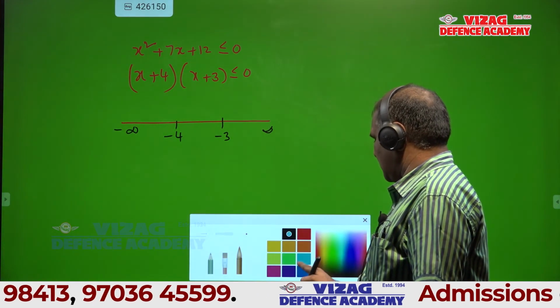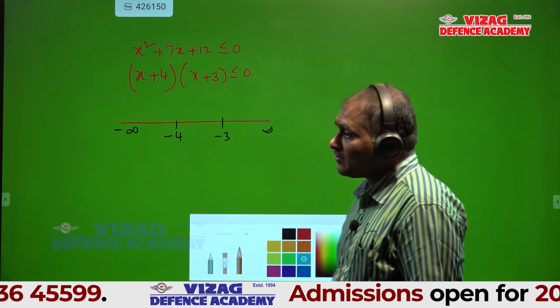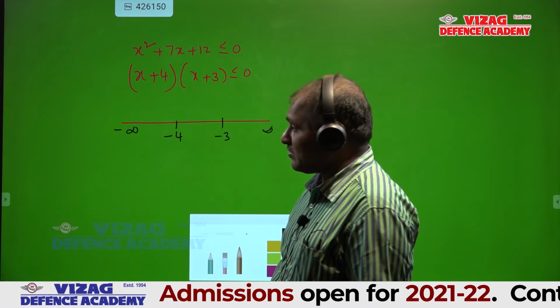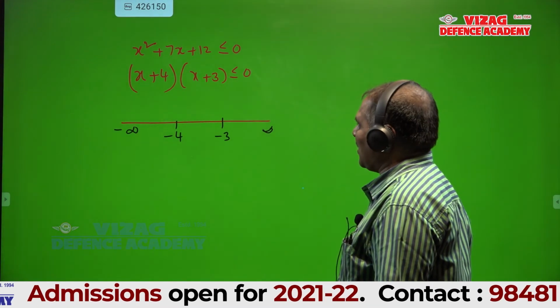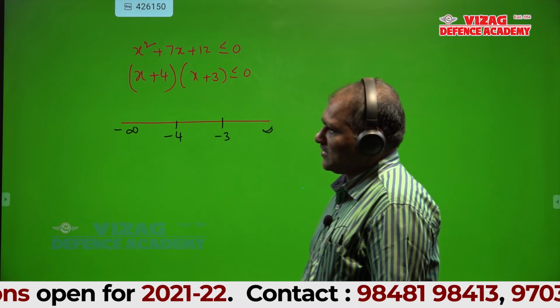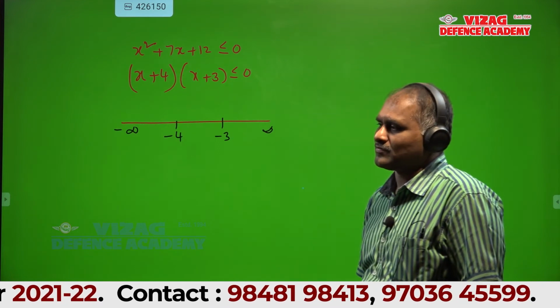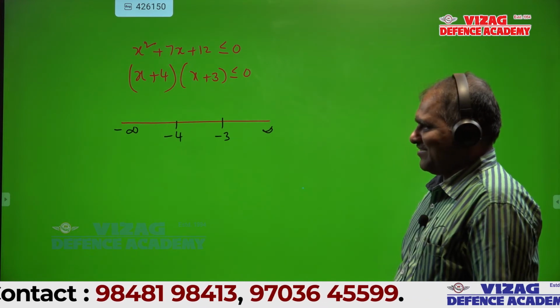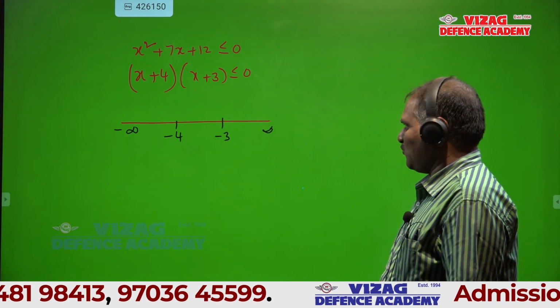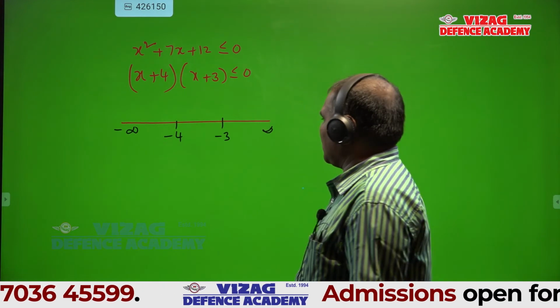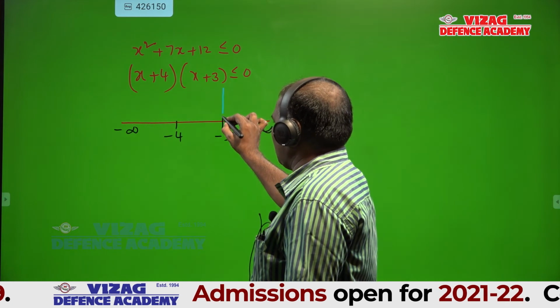I got the answer, sir. The answer is minus 4 to minus 3, closed bracket. x belongs to closed interval minus 4 to minus 3. Very good. Listen, there will be 3 partitions.